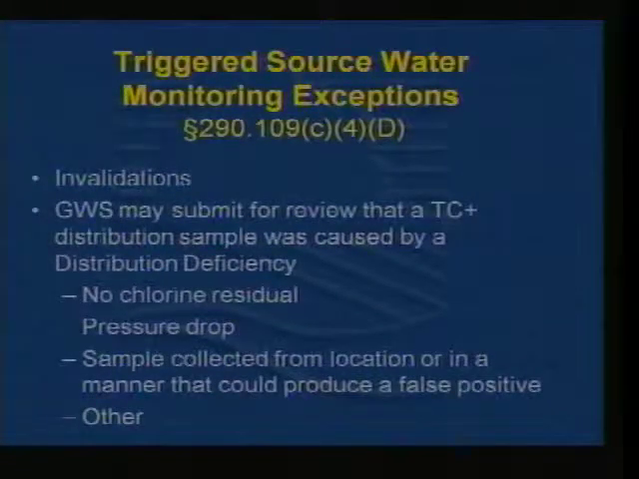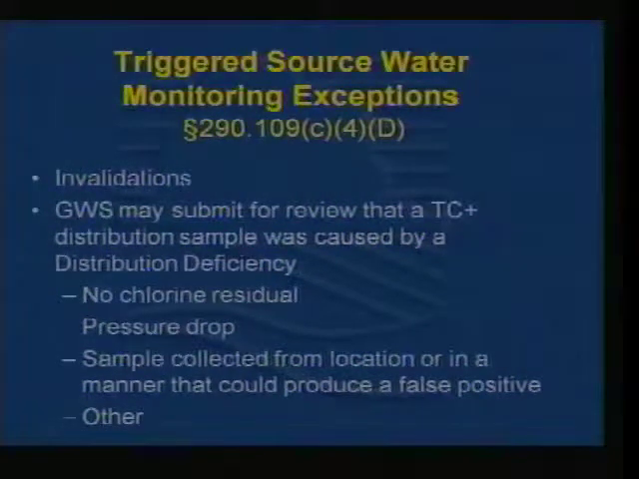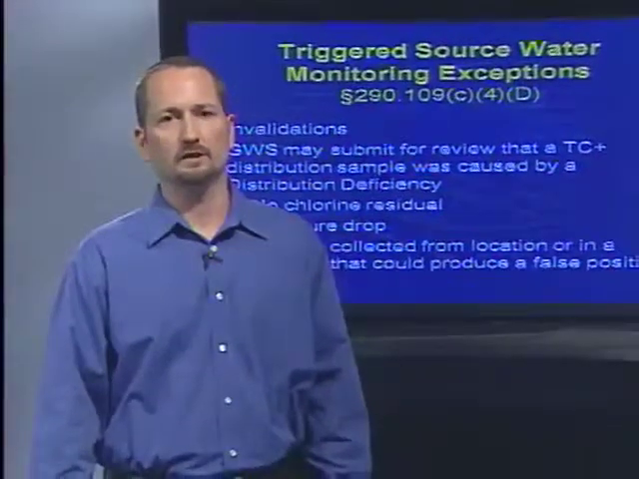There are two exceptions for the triggered source monitoring, and one of those is invalidations. Invalidations will go through the current procedures in place by the Total Coliform Rule. Also, the groundwater system may submit for review that a TC positive distribution sample was caused by a distribution deficiency. A couple of examples of distribution deficiencies are no chlorine residual at the site or pressure drops, which would allow infiltration of microbial contaminants into the distribution lines, or other issues that could cause a false positive.